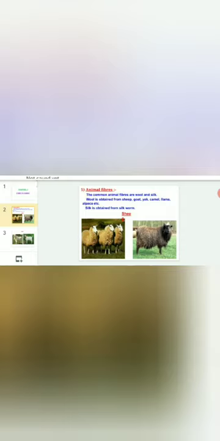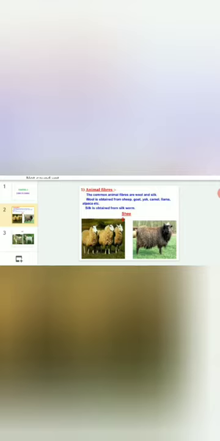Now, let's see. Here, you need to know animal fibers. The common animal fibers are wool and silk. Wool is obtained from sheep, goat, yak, camel, llama, alpaca, etc. Silk is obtained from silkworm.